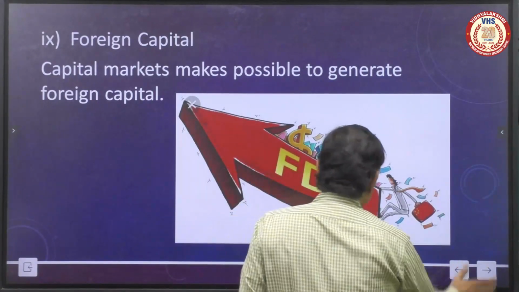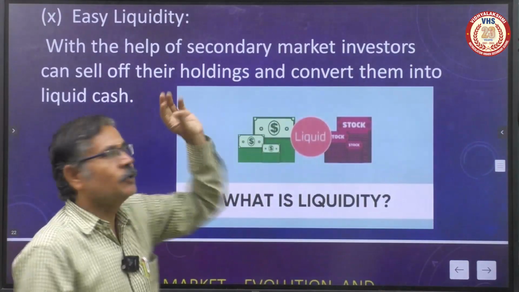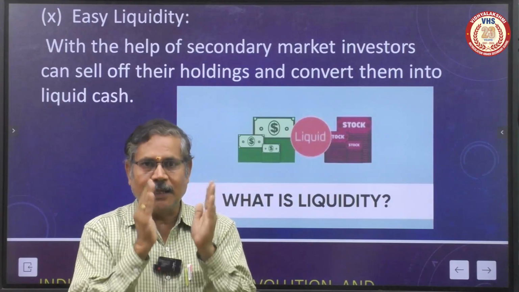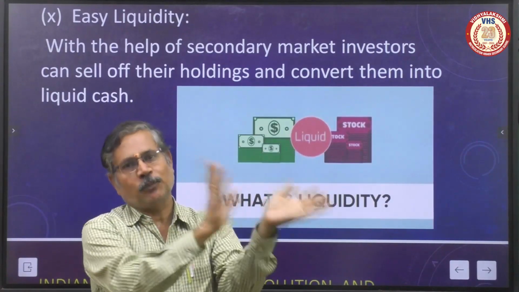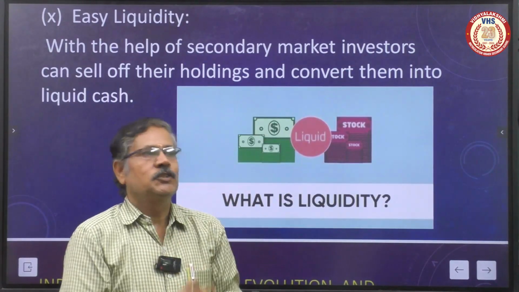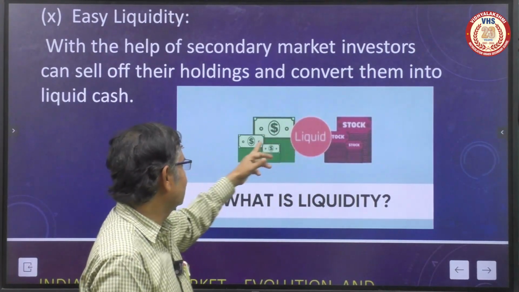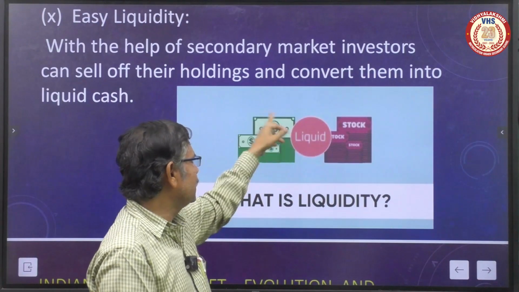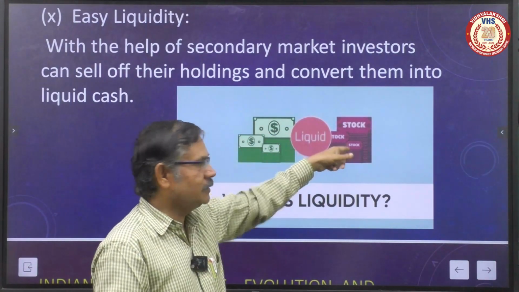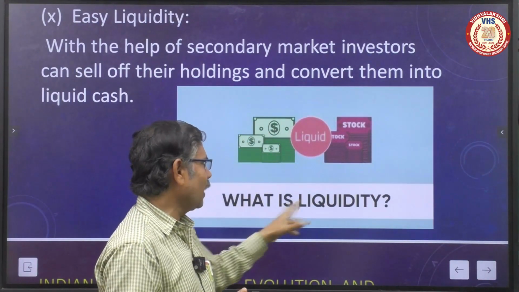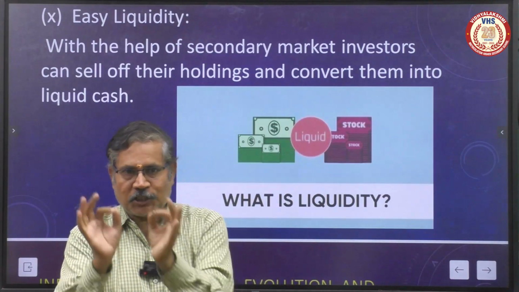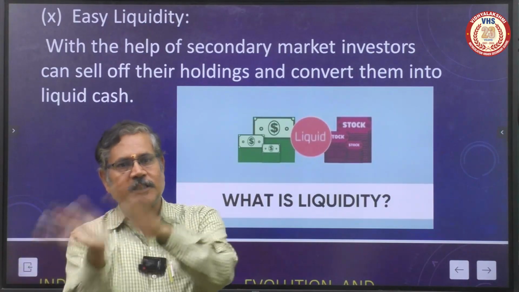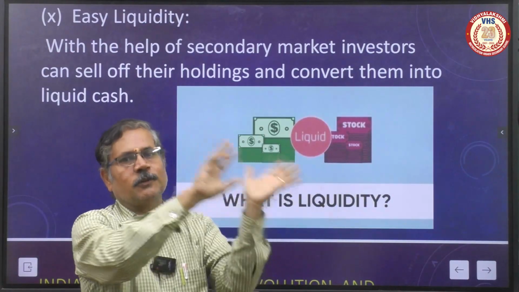The last point, 10th one, easy liquidity. Liquidity, what is meant by liquidity? Within a year, liquid product to cash, cash to product, transferring or changing the value of money. See, there is liquid, stock and cash. This symbol is a dollar, meaning cash, and this is goods. So what is liquidity? Liquidity means the value of a share, product or stock changes, transfers to cash, and cash transfers to product.